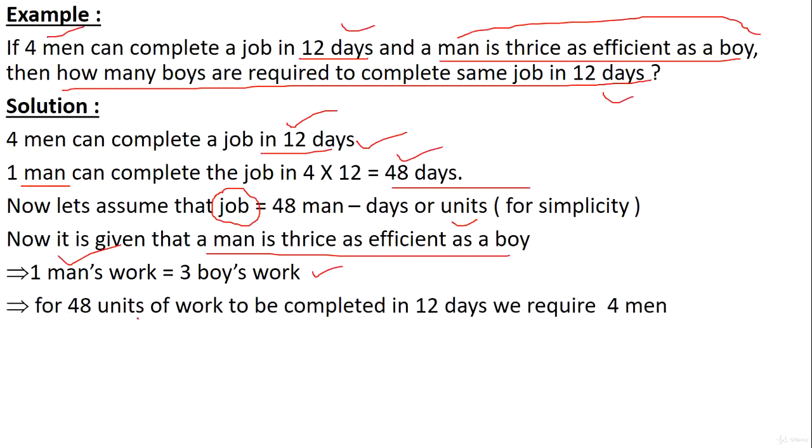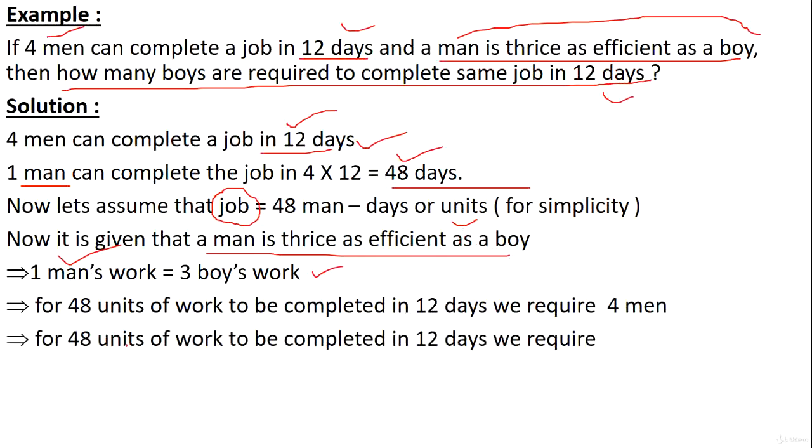Now, for 48 units of work to be completed in 12 days, we require 4 men, right? Now, for 48 units of work to be completed in 12 days, we require how many? 48 by 12, that is the number of days, into 3 boys. Here also you can substitute directly, because 1 man requires 48 days, 4 men require 12 days. So 4 into 3 is the number of boys required to complete the work in the same amount of time, that is 12 days.